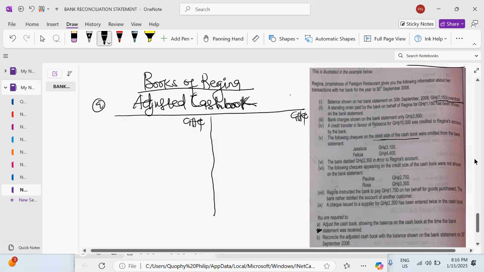The following checks appearing on the credit side of the cash book were not shown on the bank statement. So they were at the credit side of the cash book, but were not presented at the debit side of the bank statement. So that is an unpresented check. We have made payment to our suppliers, so we've recorded it at the credit side, but the suppliers are yet to present it to the bank to cash out, right? To cash out.